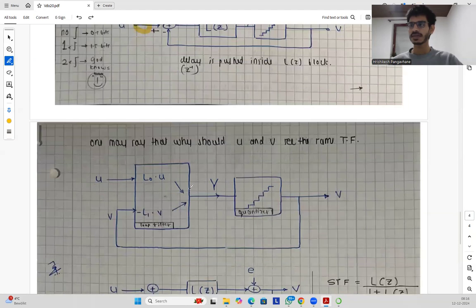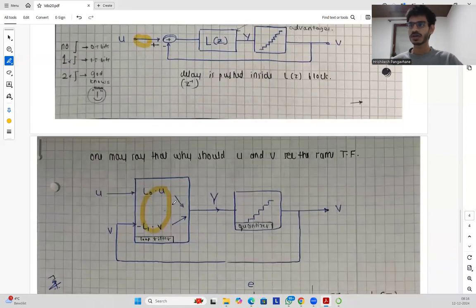To elaborate, this is the loop filter where we implement higher order transfer functions. We have the input, which gives us L0 of U, and we have the feedback, which we need inverted, giving us minus L1 of V. We have these two transfer functions, and then at the output we get Y, and after quantization we get the output V. The delay is pushed into this block, which is the loop filter.